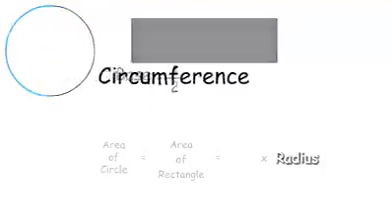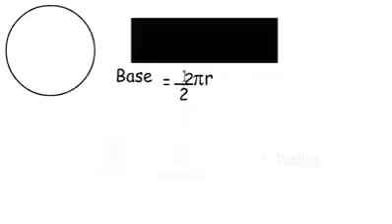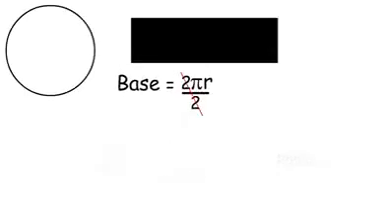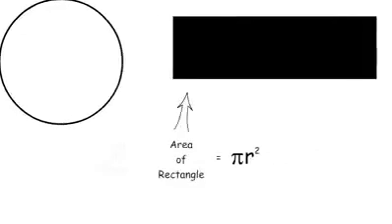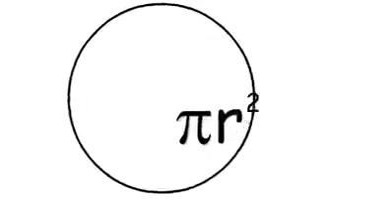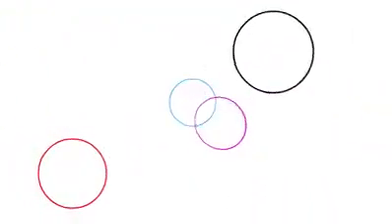Remember that the circumference is equal to 2πr. When we combine it with 1/2, the 2's cancel out, and base is equal to πr. So now base times height becomes πr times r. Combine the r's together and we have πr², which is equal to the area of the rectangle, which is equal to the area of the circle. So πr² can be used to calculate the area of any size circle that exists.